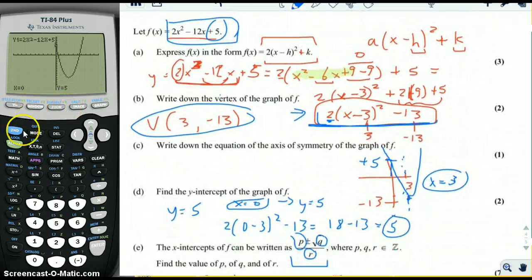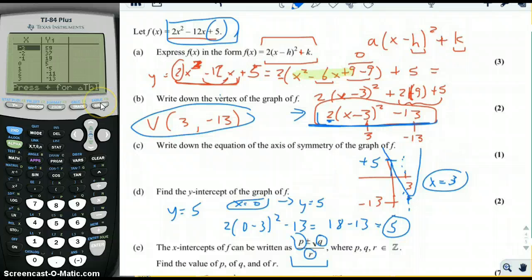Okay, the other way you could do it is you could do second table, and it'll give you a table of points on the parabola, and you can see that x equals 0, y equals 5. So you can find the point this way also. Okay, so you can also see that the vertex is here, 3 comma negative 13. In this case, you can see, because of the symmetry, negative 5, negative 5, negative 11, negative 11, negative 13 in the middle, from the table that this is the vertex. But sometimes you're not that lucky, because sometimes the vertex is not a whole number.